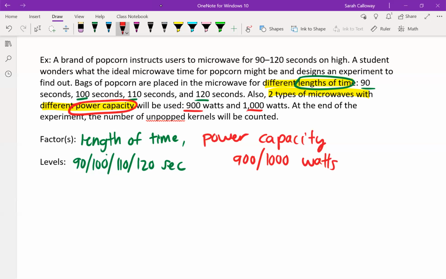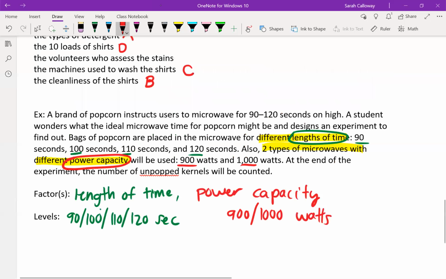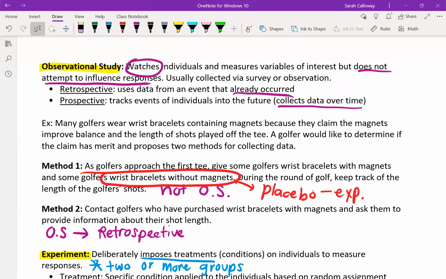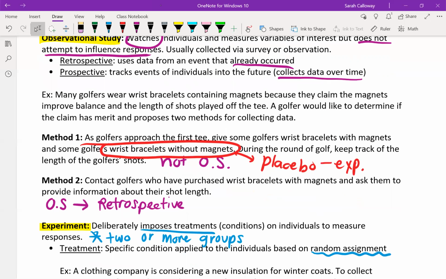Okay, so again, think about the factor as the broader term. It's our explanatory variable more generally. And then the level is what we're changing within that explanatory variable, how we're manipulating it to create that experiment. So ultimately, the big ideas here are that the observational study is where I'm not changing anything that's going on in a situation. I'm just collecting data about it. And then an experiment is where I'm randomly assigning people to 2 or more groups and providing a type of treatment, so I'm influencing the situation.